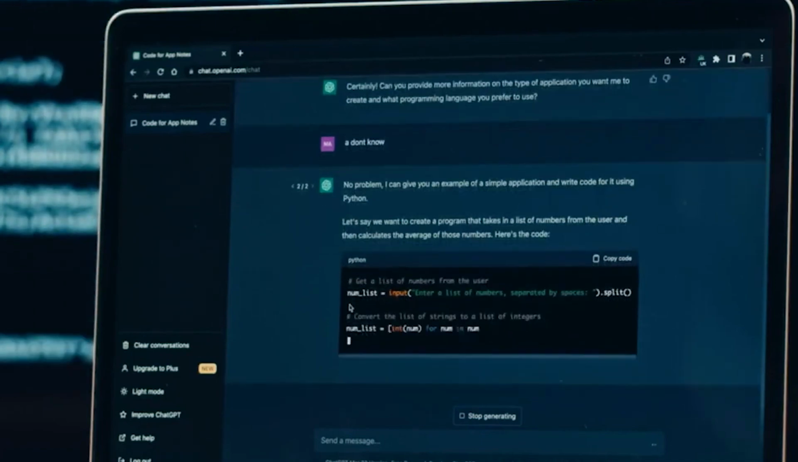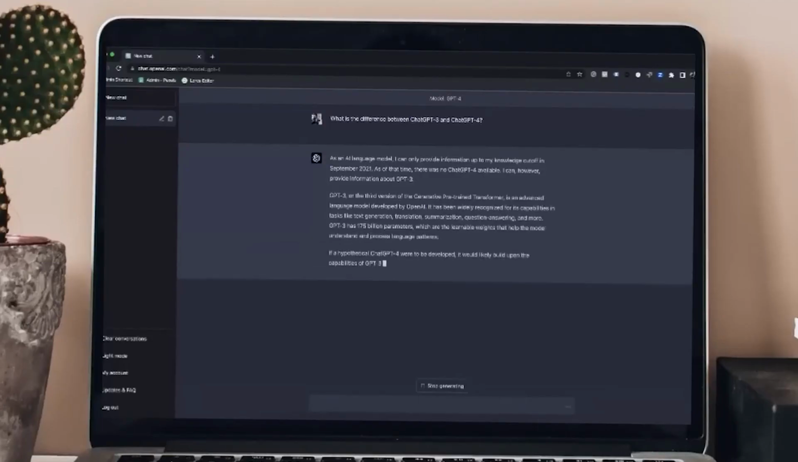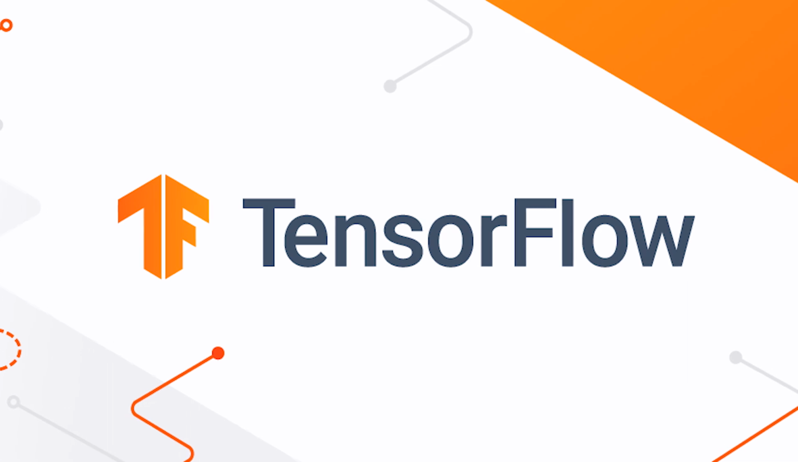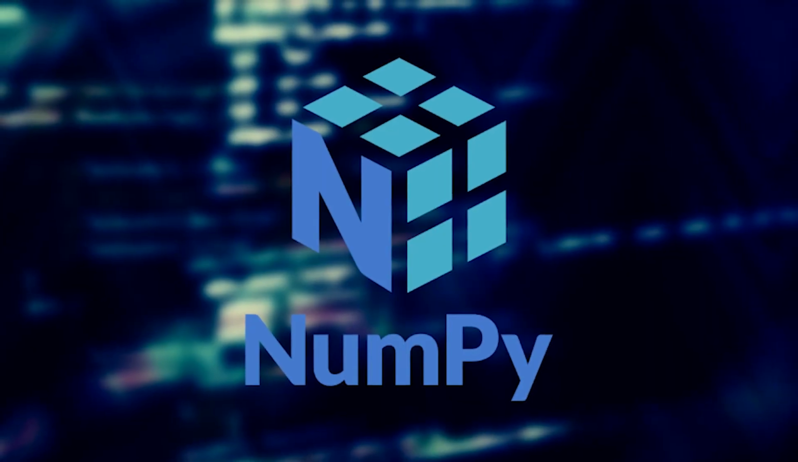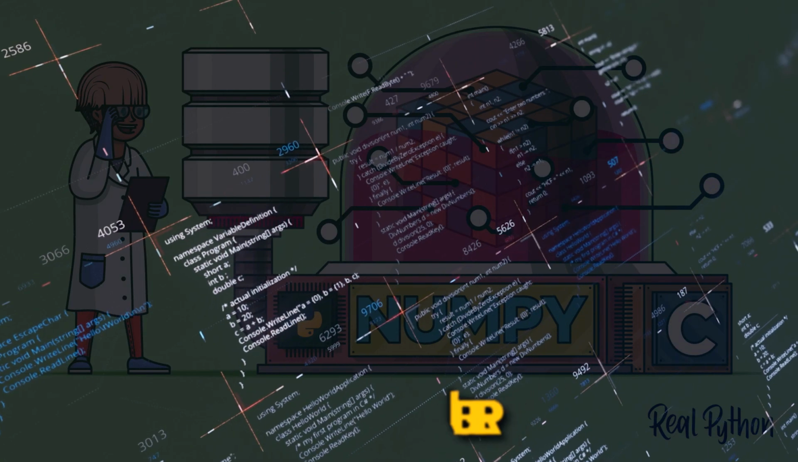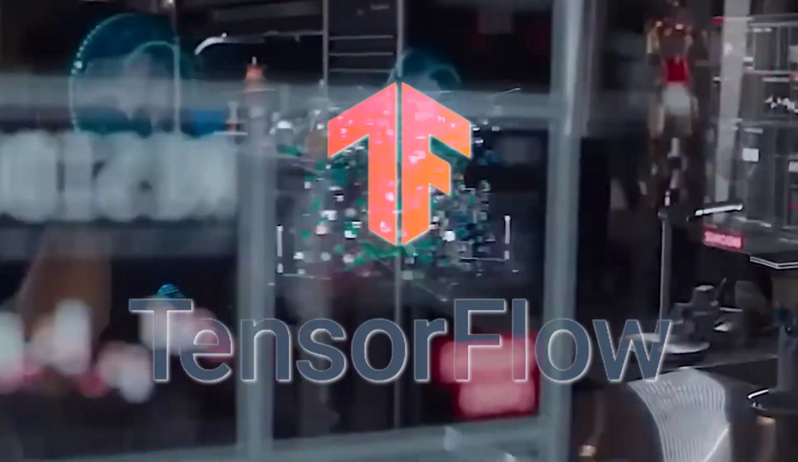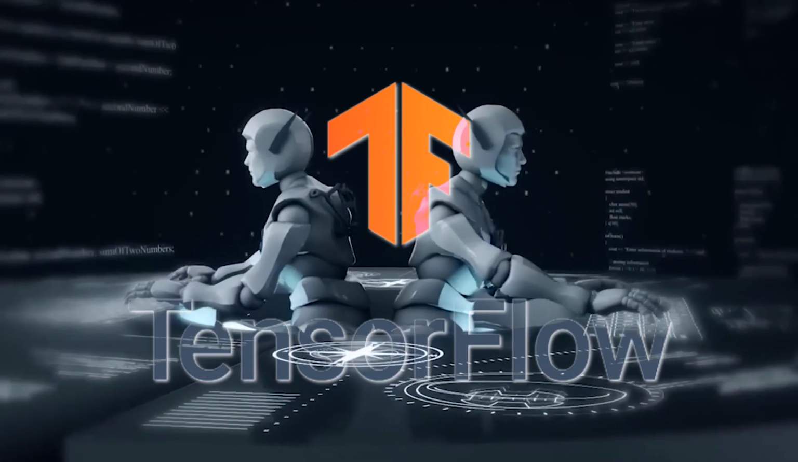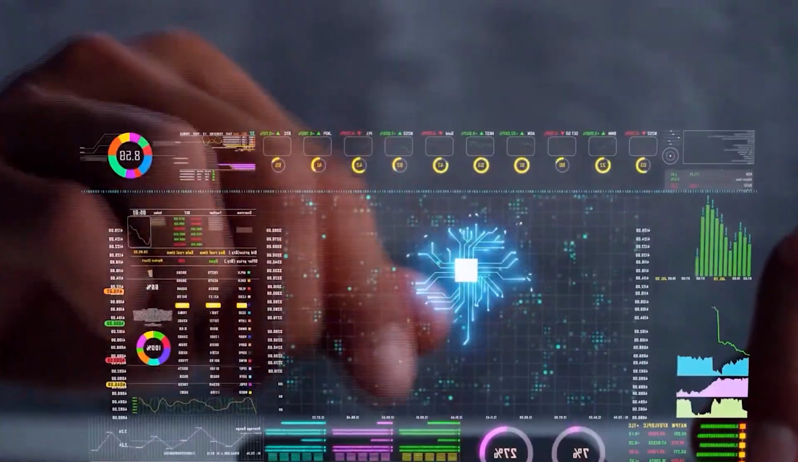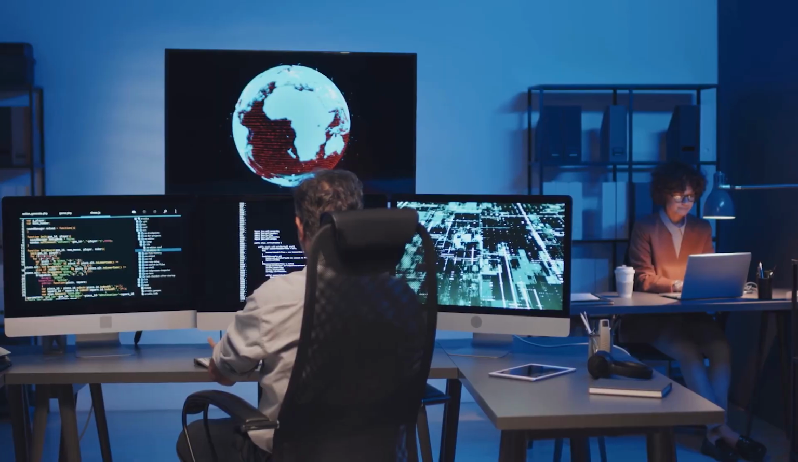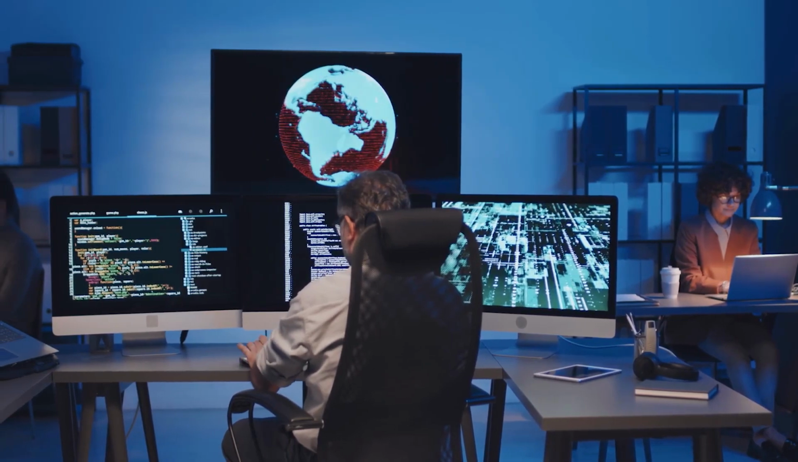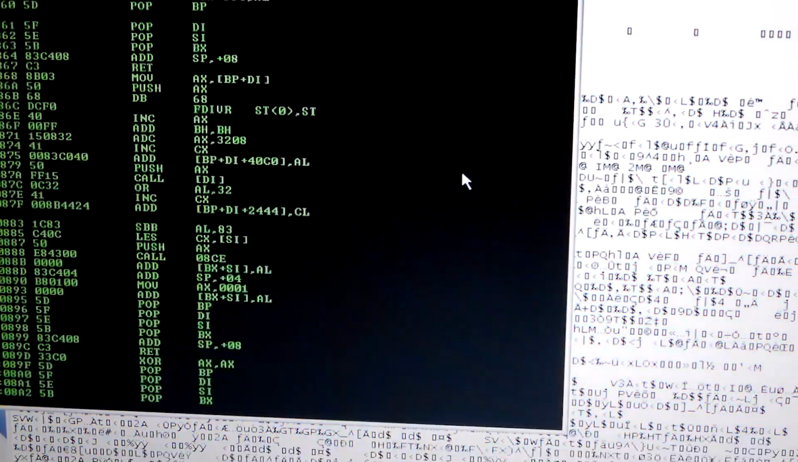Familiarity with AI-specific frameworks and libraries is vital. Frameworks like TensorFlow, PyTorch, and NumPy facilitate efficient coding by providing pre-built functions and tools. TensorFlow, a popular choice, is an open-source platform for creating machine learning algorithms. Understanding how to utilize these frameworks optimally allows for faster and more accurate coding, contributing to effective AI applications.